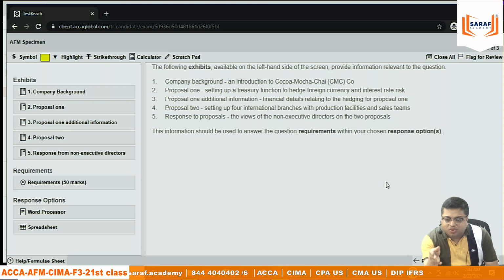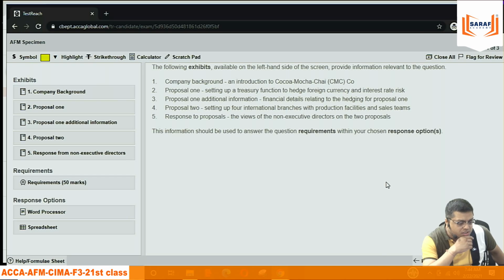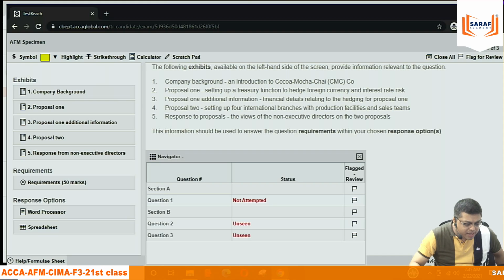Now I'm not going deep into this question, just that they have given company background in point number 1, then proposal setting up treasury function to hedge foreign currency and interest rate. It is related with interest rate and foreign currency. Then financial details relating to hedging for proposal 1. Normally they are related with foreign exchange or interest rate risk. Setting up international branches with production facilities and sales team, and the views of the non-executive directors on the 2 proposals. So there are 2 proposals, one is hedging, one is relating to opening of branches for production and sale. We need to give our comment or our views relating to the two proposals. Just that I'm navigating this.